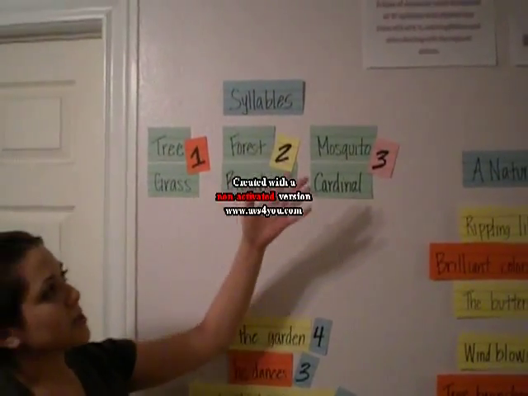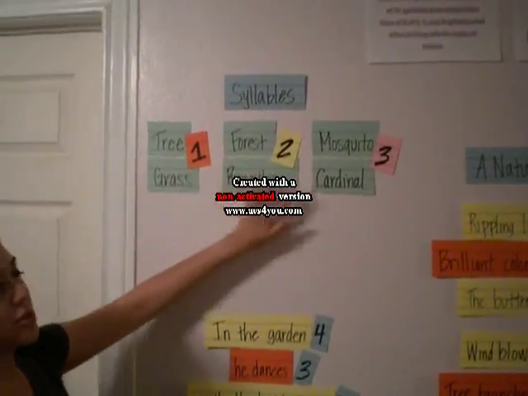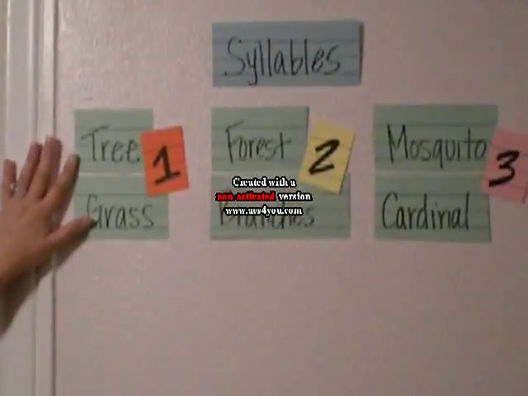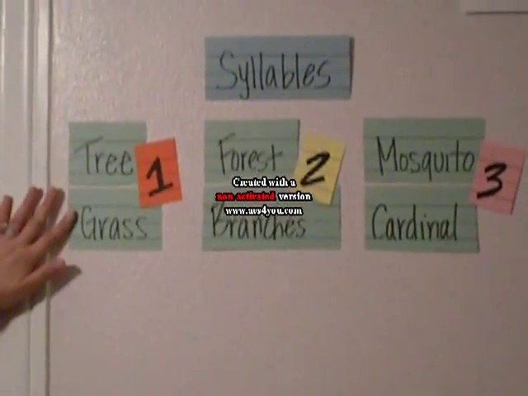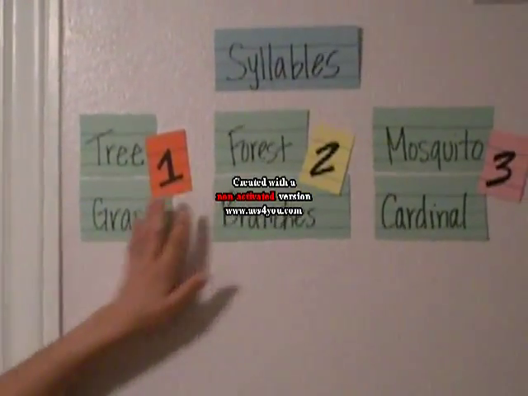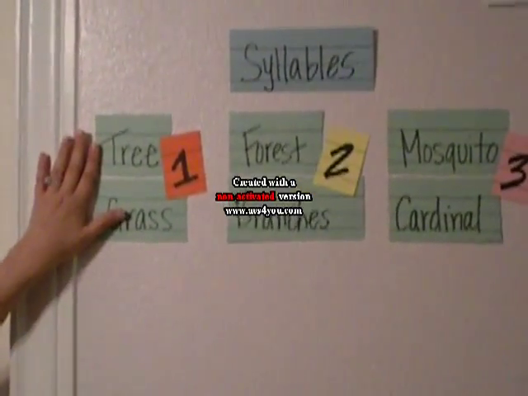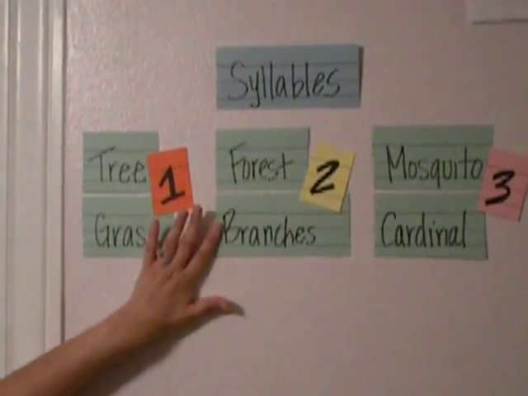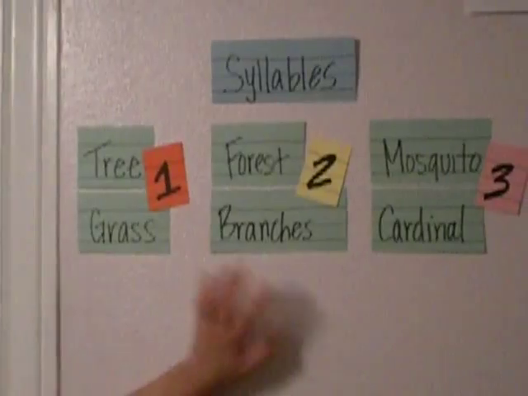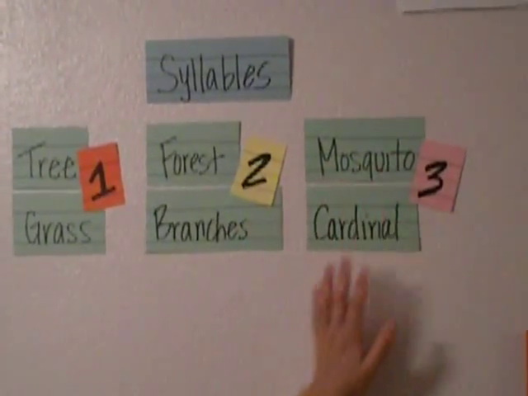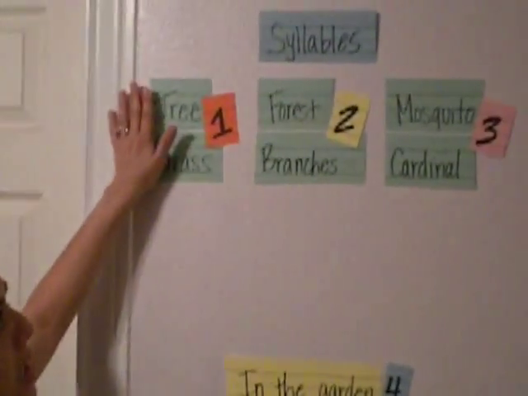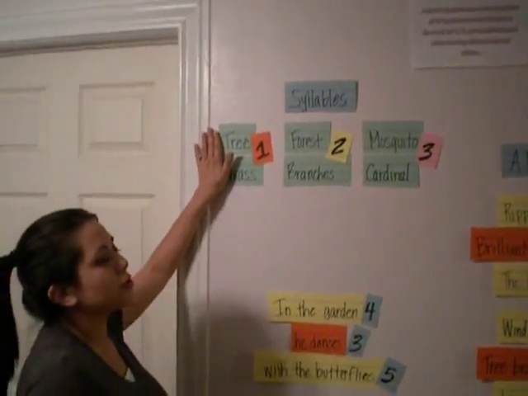Since the haiku really focuses on nature, the words that were chosen have to do with nature. So, if you look at the first set, you have words such as tree and grass. Those only have one syllable. So, those are nature related. And you look at forest and branches. Those have 2 syllables. And then you move up to 3. Mosquito and cardinal, 3.